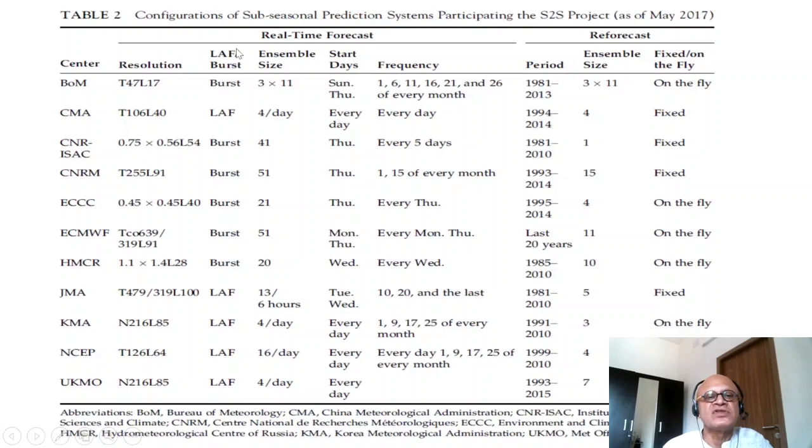This method of ensembling is either a lagged averaged forecast or a burst of forecasts which are all starting from the same time, and we'll see what that means. Ensemble sizes with bursts, 3 times 11 and so on. So the number of forecasts also differ. So this is doing 13 per 6 hours, 4 per day, 16 per day, and so on. And the start days of the forecasts are different.